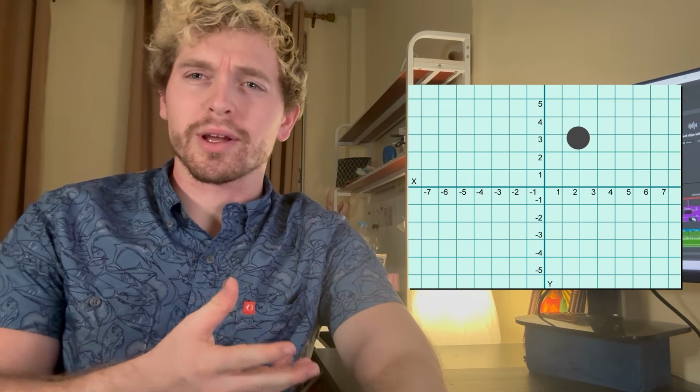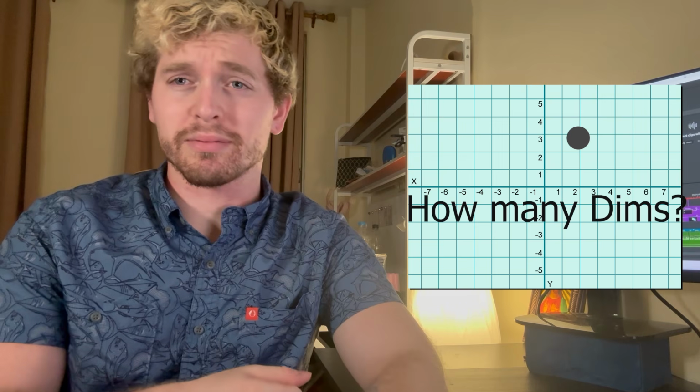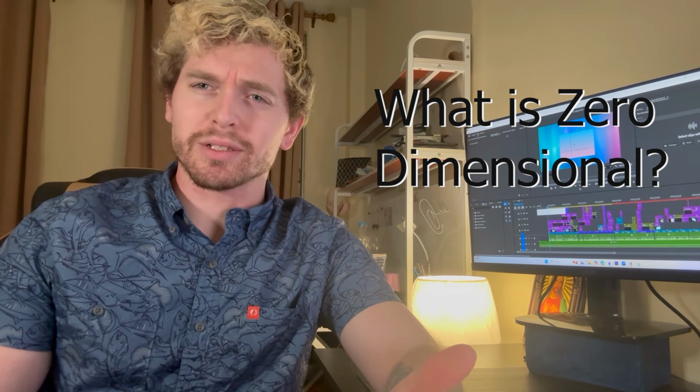This point at (2, 3) has absolutely zero length and zero width. How many dimensions does it have? I bet you're inclined to say 0 because it has no length and no width, but it's actually two-dimensional despite not showing it. So if a point can have no length, no width, no nothing, and still be two-dimensional, what exactly does it mean to be zero-dimensional?